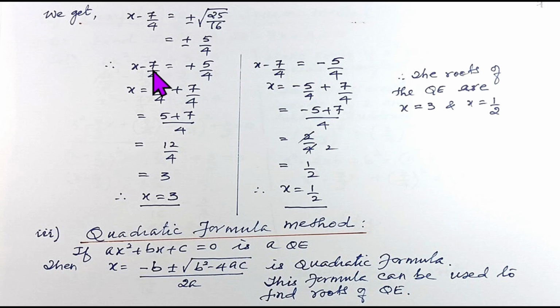That means x minus 7 by 4 is plus 5 by 4, and x minus 7 by 4 is also minus 5 by 4. Now taking this 7 by 4 to the right side, we get x is equal to 5 by 4 plus 7 by 4, and simplifying this, we get that x is equal to 3. That is the first root. Then on the right side we have x minus 7 by 4 is equal to minus 5 by 4, and transferring 7 by 4 to the right side and simplifying it, we get x is equal to half, and that is the second root. Therefore the roots of the given quadratic equation are x is equal to 3 and x is equal to half, and that is what is the completing the squares method.